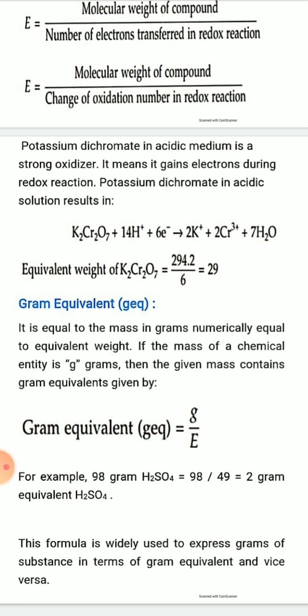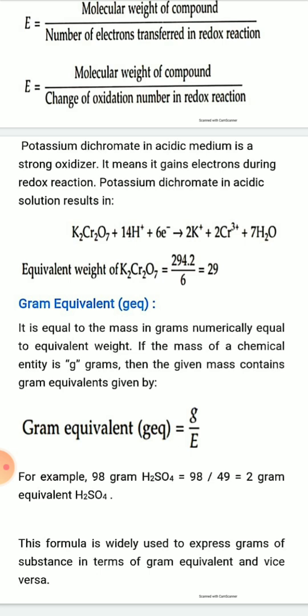If the mass of a chemical entity is given in grams, then you can calculate the gram equivalent, represented by GEQ, which is equal to the given mass of the substance divided by the equivalent weight of the substance.